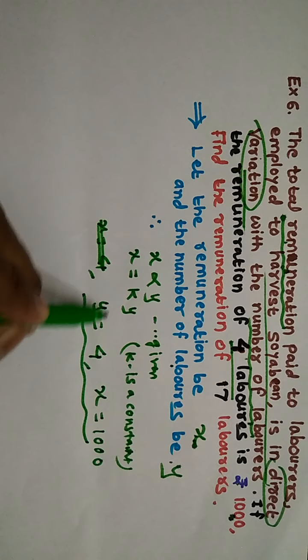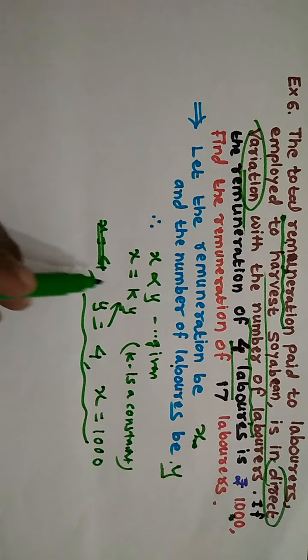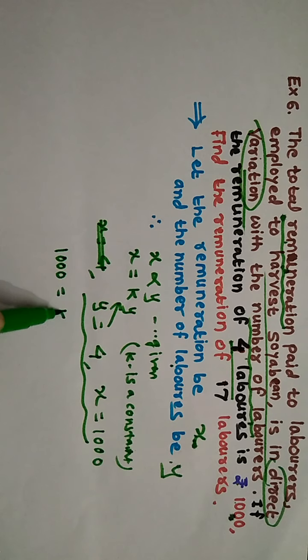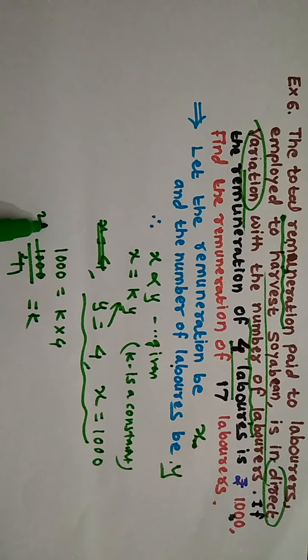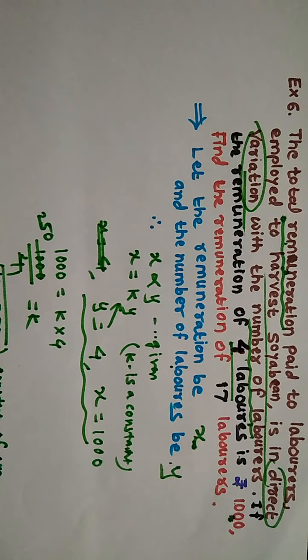Now substitute these values in this equation. We get 1000 is equal to k into 4. Divide 1000 by 4 to get k. 4 ones are 4, 4 twos are 8, 4 fives are 20, 4 zeros are 0. Means k is equal to 250. This is the constant of variation.